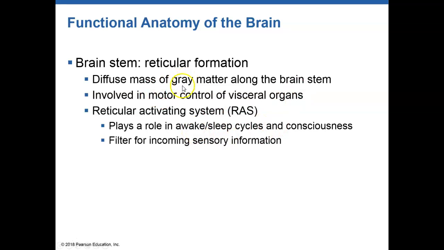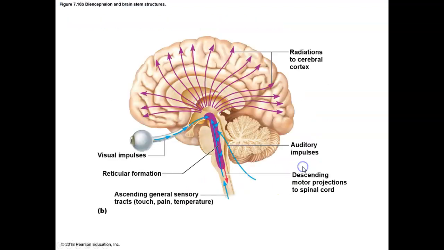And then we have this reticular formation, which I mentioned earlier. Reticular formation filters incoming sensory information. And so it's going to send that information to the thalamus for us to have conscious awareness, or it might send it to other areas depending on what information is coming in from the peripheral nervous system. It also helps in maintaining consciousness and awake and sleep cycles.